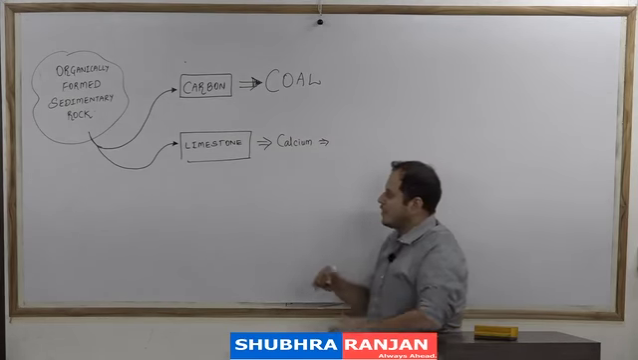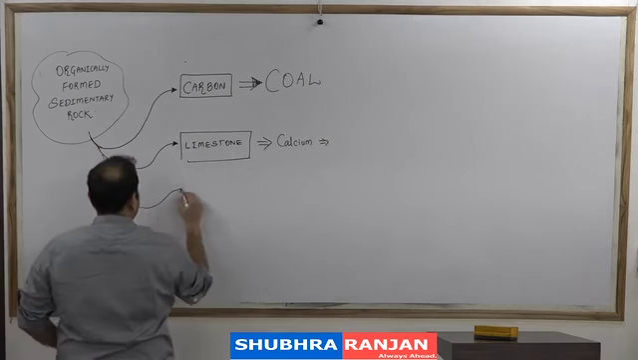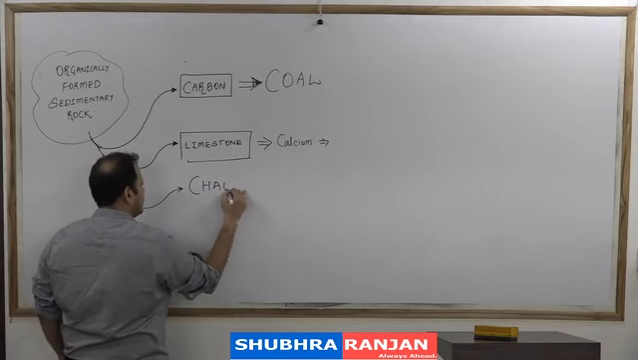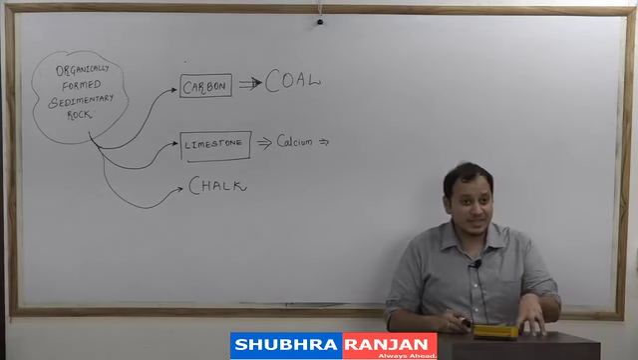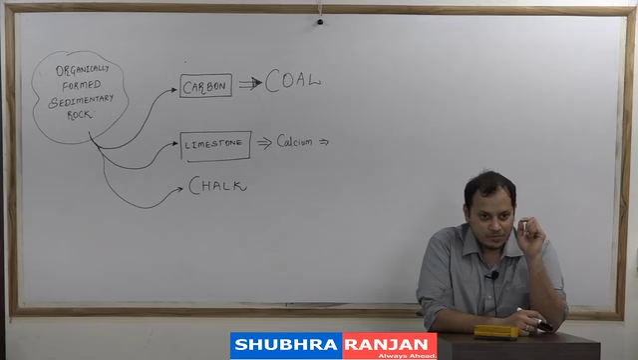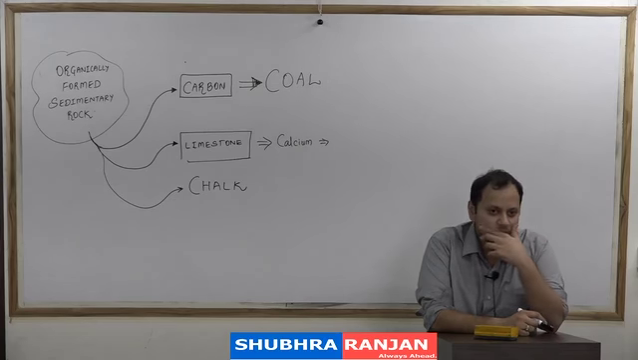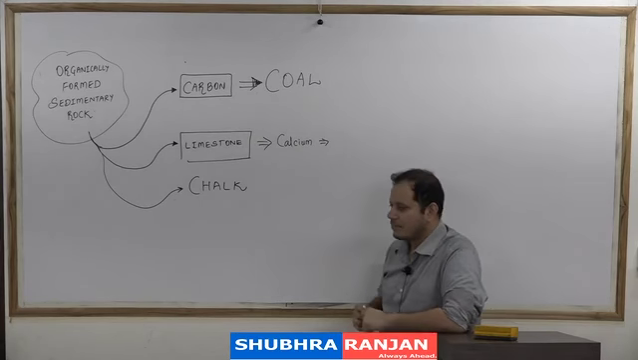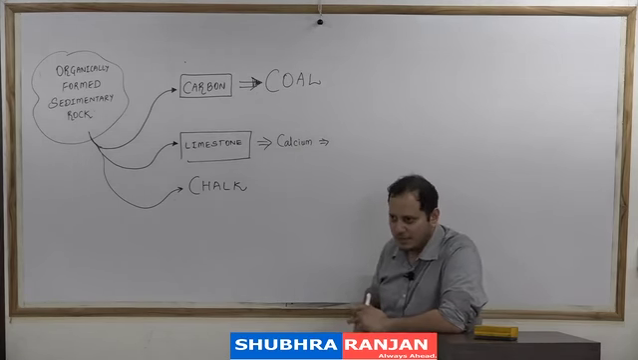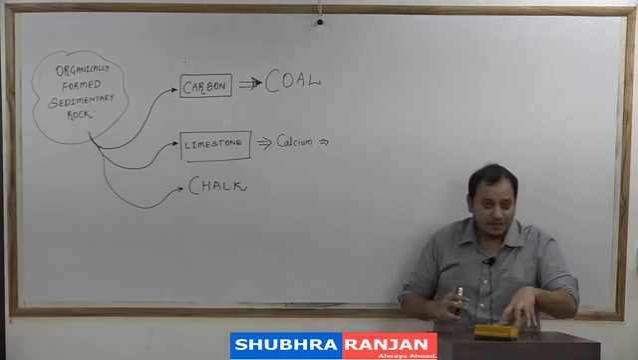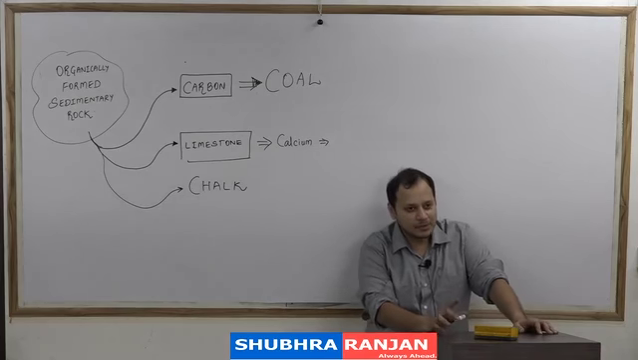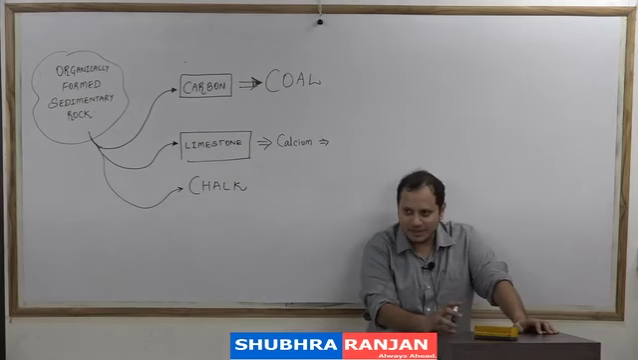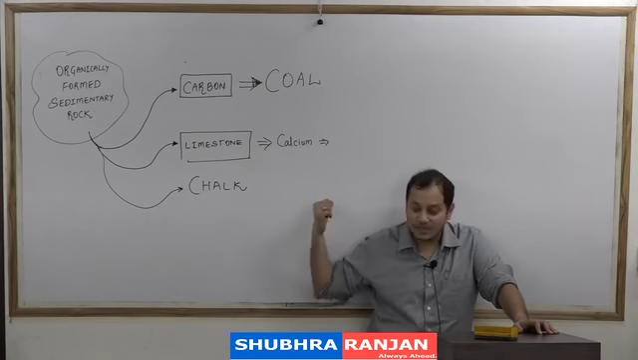Third organically formed sedimentary rock: chalk. A soft rock which is rich in calcium carbonate. So, these are organically formed sedimentary rocks. Though the process is the same, some are not rocks. The example is petroleum. Petroleum is liquid, it is not rock, but it is formed by the same process by which coal is formed.